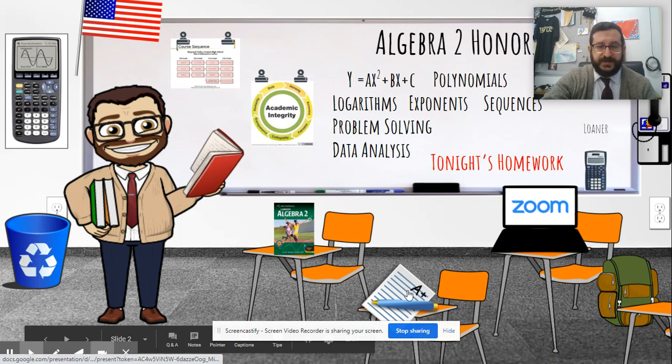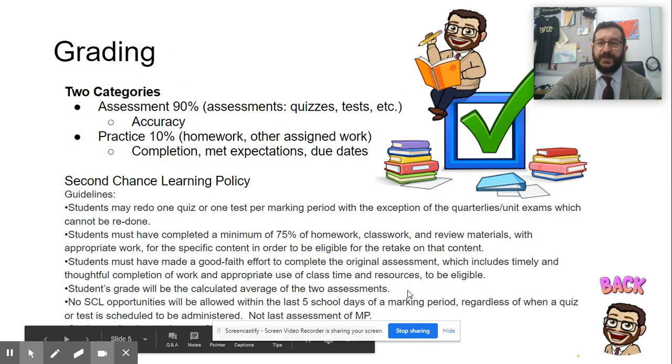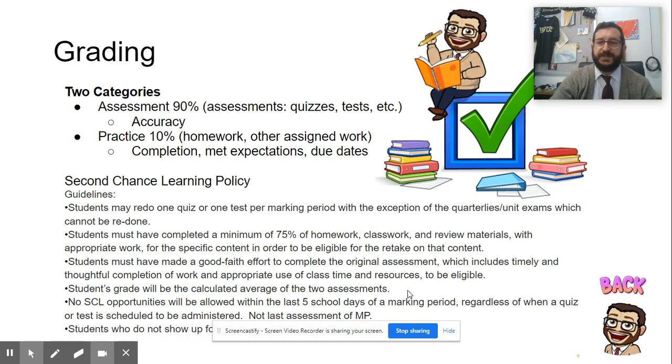So I'm going to go down here to the graded test. This is my grading policy. We have two major categories. One of them is assessments. The other is practice. Assessments is weighted 90% of the grade for the marking period. That's your tests, your quizzes, or any other graded assignments that are based off of accuracy. And then the last 10% of your marking period grades would be for practice and homework.